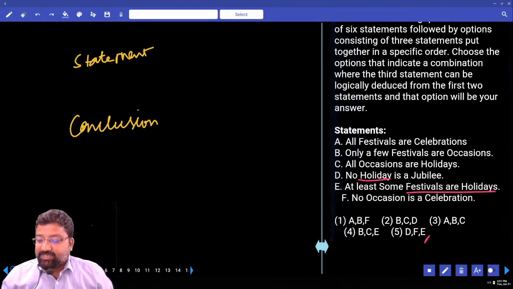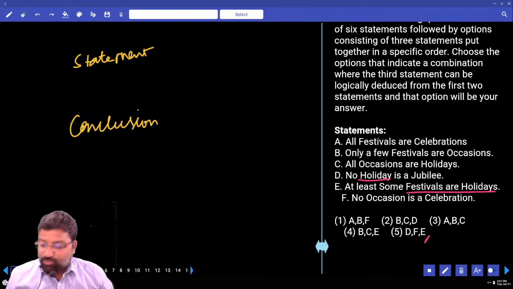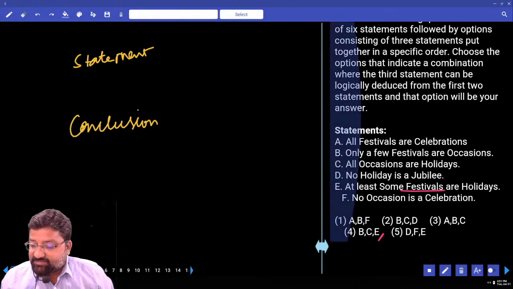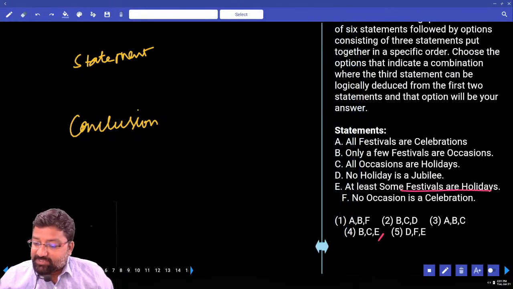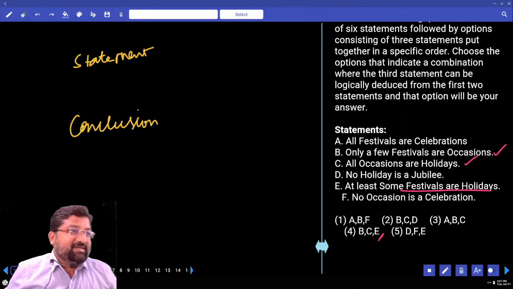D, I have holiday. F, do you have festival? No. Will I get my answer? No. Fourth option, B, C, E. What is E? Festivals, holidays. B, there is festival. C, there is holidays. Now I can try this, right.